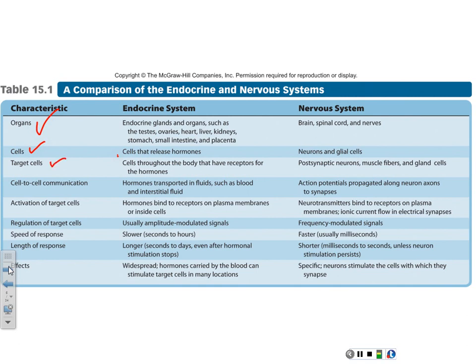And the target cells for the nervous system, we said there is a functional connection, right? So whatever neuron synapses with another neuron, that's how it affects that cell. So it's the synapses, or if it's a muscle cell or a gland, okay? So the nervous system will influence the other cells that it forms synapses with, which we said are functional connections. There's not like a physical connection.